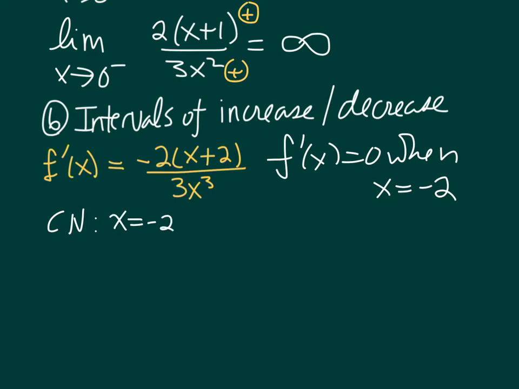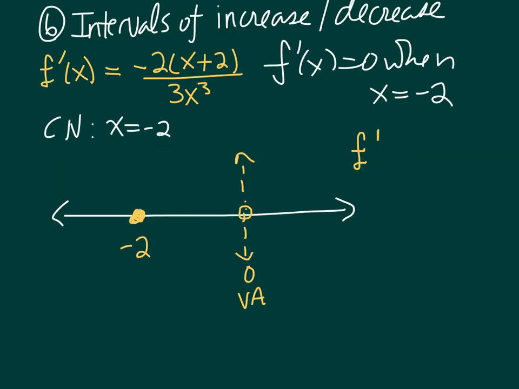Now let's do a sign diagram for the derivative using the critical number and the vertical asymptote. So I've gone ahead and drawn my sign diagram. I've got my critical number, minus 2, on the sign diagram and the vertical asymptote. And this is a sign diagram for the derivative, which I've written up here. So on the rightmost interval, I can check that this derivative is going to be negative.